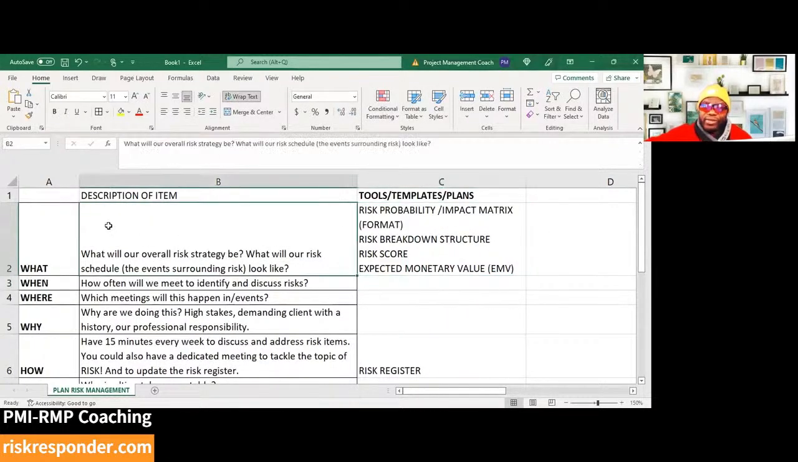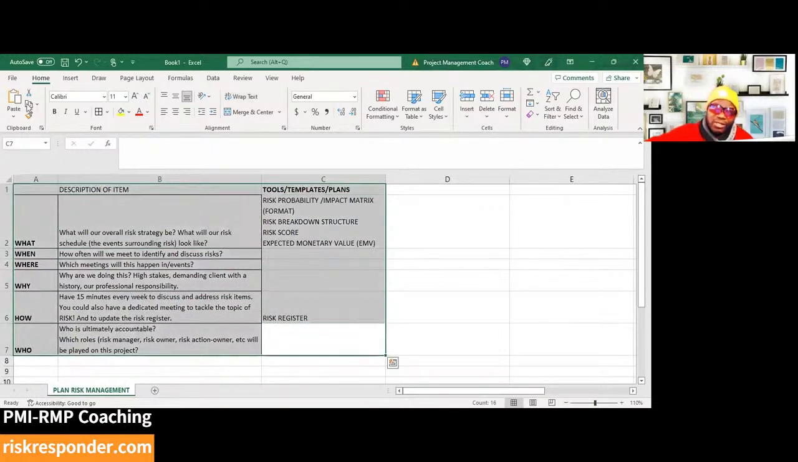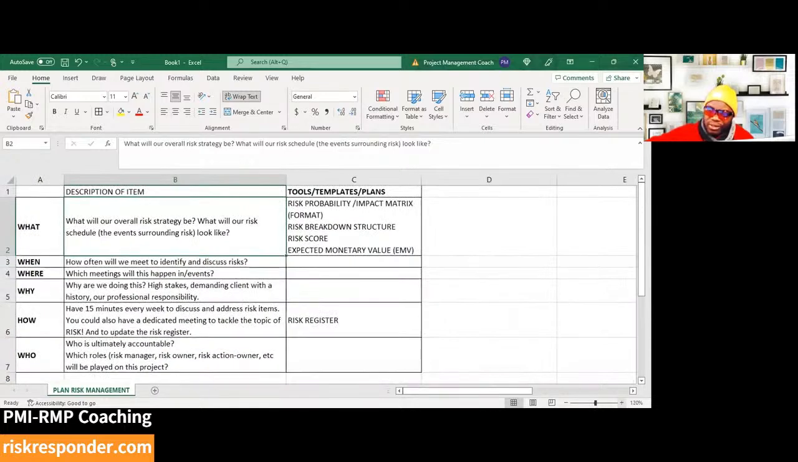So far, everything we've done here is just planning how to manage risk. And I could go on and on for hours on end, just telling you things that you do in a risk planning meeting. This is really how we're going to manage risk, which templates are we going to use, which tools are we going to use, and so on.